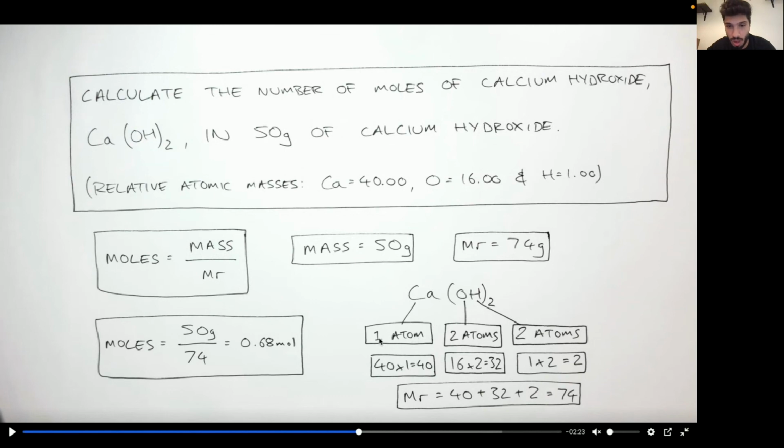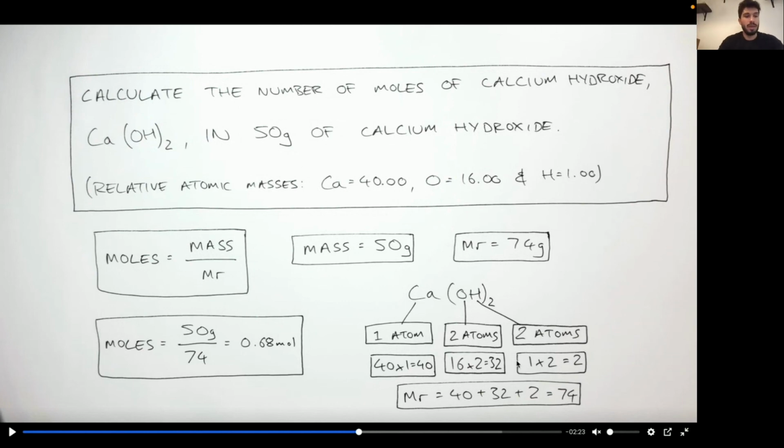Well, 1 atom of calcium has a mass of 40. And then look, 1 atom of oxygen times 2, because whatever's inside the brackets, we multiply by what's on the outside of the brackets, which is 32. And then 1 times 2 is 2. You add that together, it is 74.